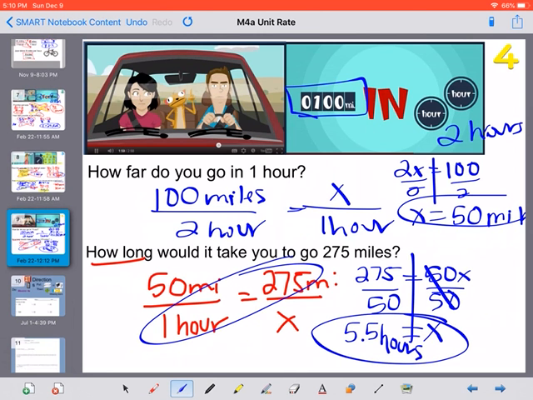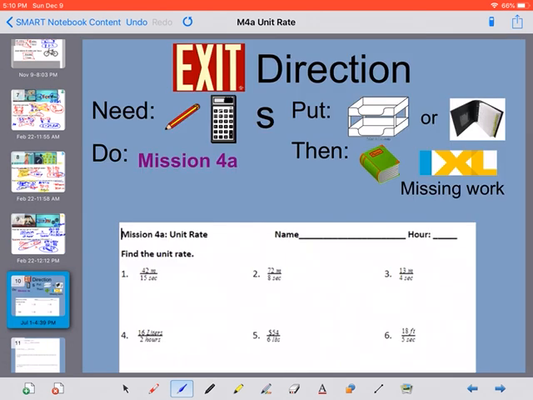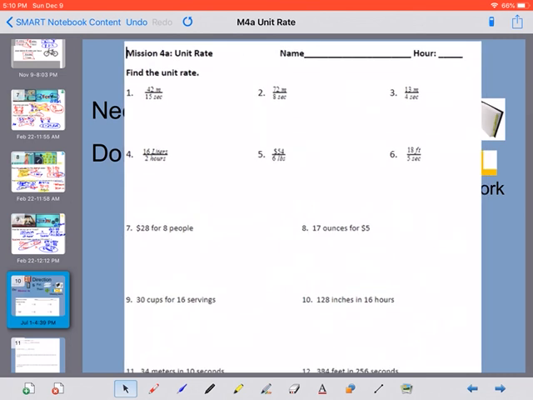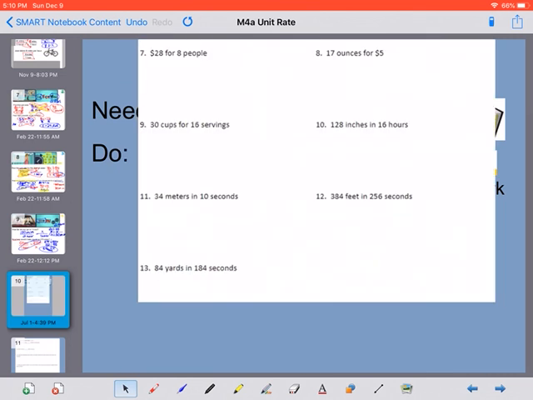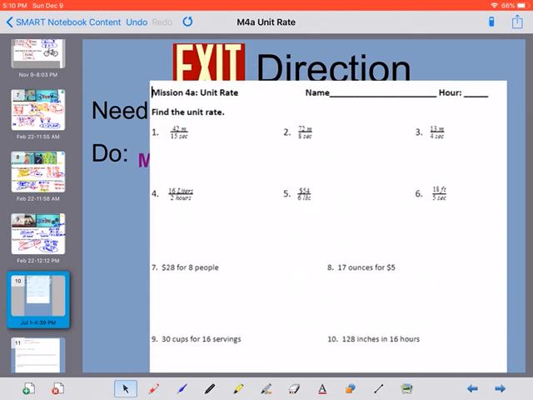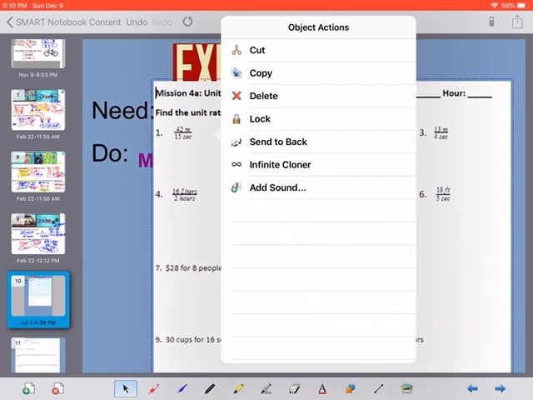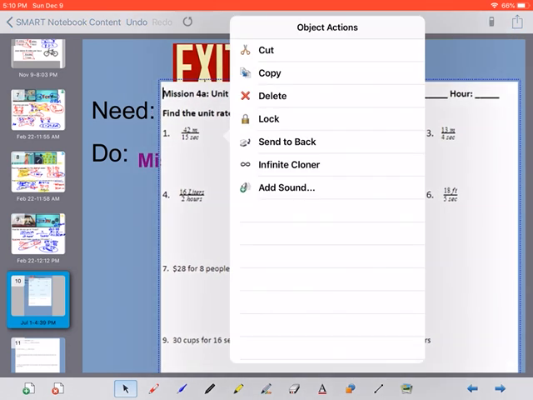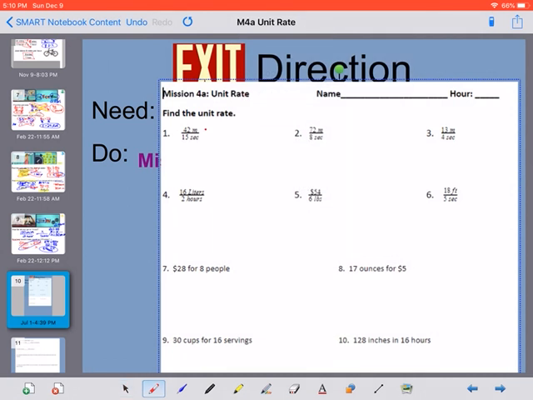All right. I showed you a couple ways to find unit rate today. You need to find the unit rate on the entire front side. The first ones are set up nicely for you. You can either divide or create a proportion. If you have 42 miles in 15 seconds, or m, whatever m is, they want to know how many you could do in 1 second. So you're finding the unit rate for all of these.